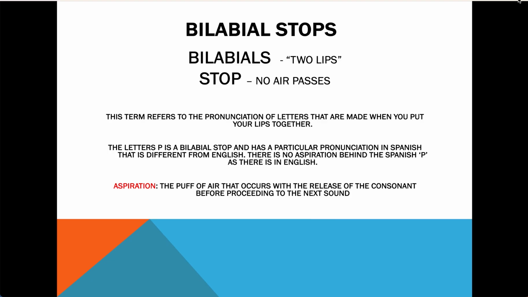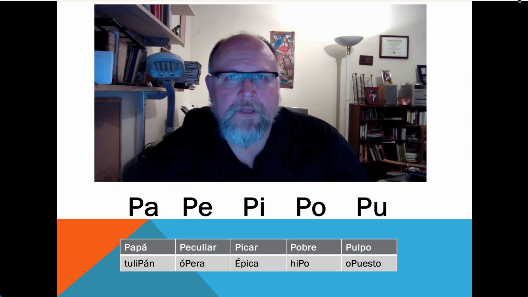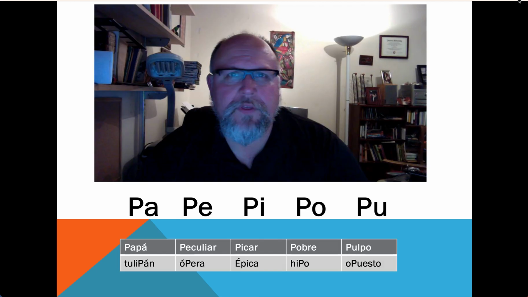Aspiration is the puff of air that occurs when the release of the consonant before proceeding to the next sound. The letter P in Spanish is not pronounced with a puff of air behind it. In English, we put a puff of air in it. If you say the word pet, pat, pillow, there's a puff of air behind it.